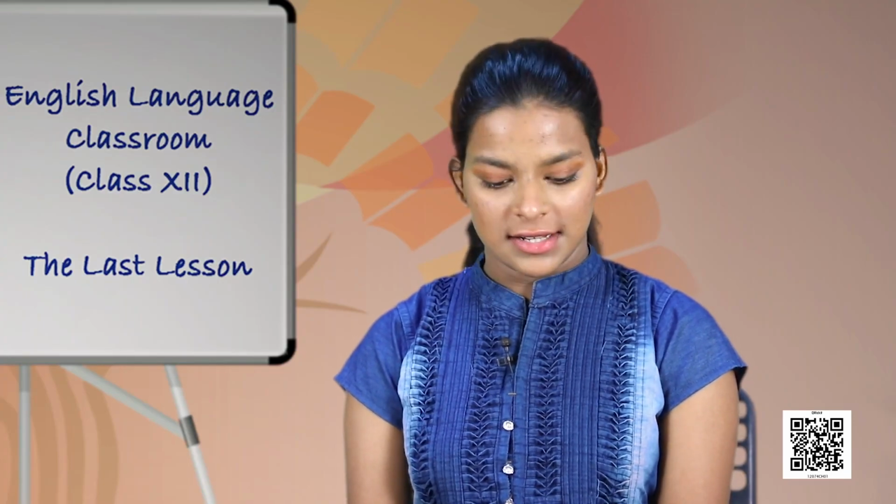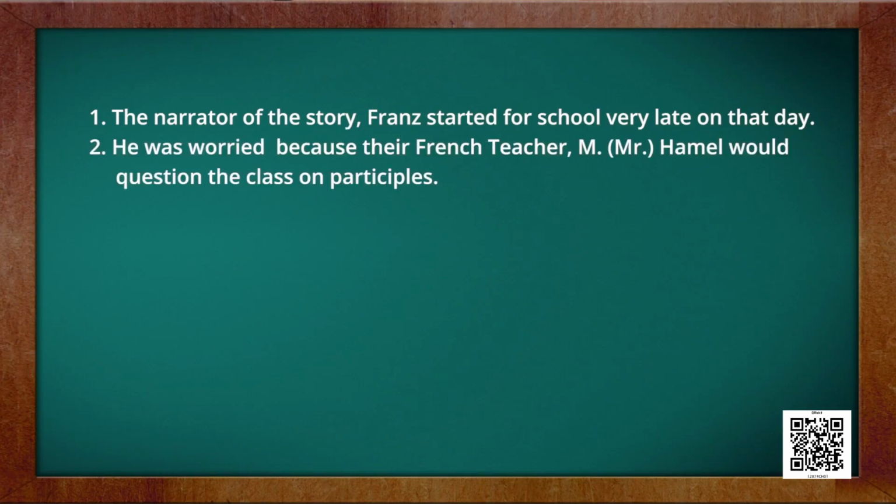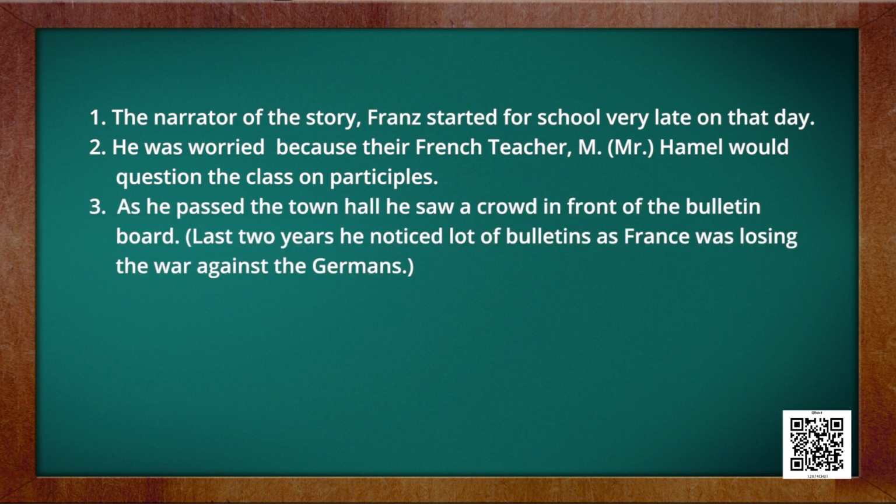Here is the summary of the story, The Last Lesson. The narrator of the story, Franz, started for school very late on that day. He was worried because their French teacher, Mr. Hamel, would question the class on participles. As he passed the town hall, he saw a crowd in front of the bulletin board. For the last 2 years, he noticed a lot of bulletins as France was losing the war against the Germans.